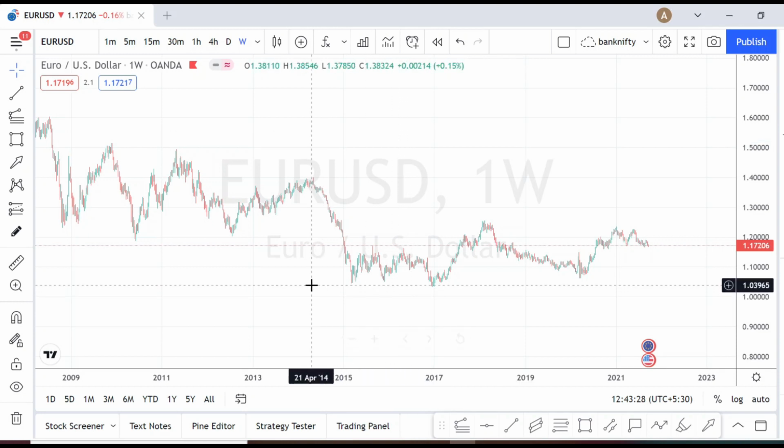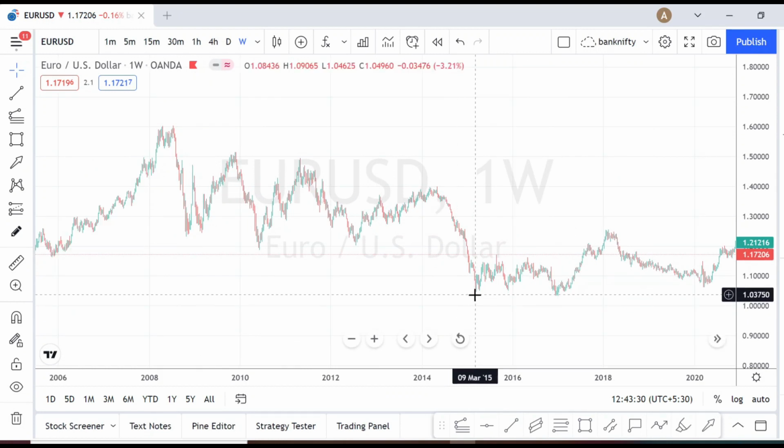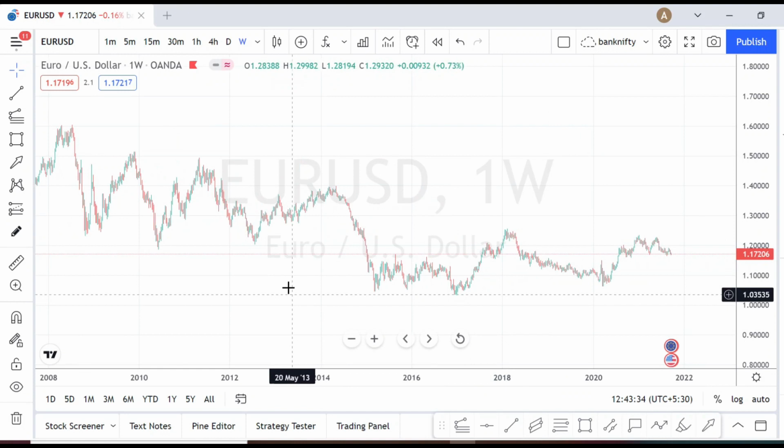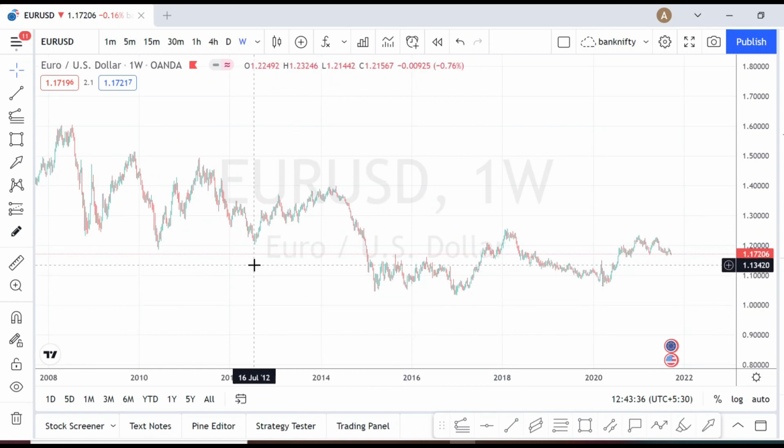This week we're going to be seeing technical analysis for Euro USD. I'm on weekly time frame in Euro USD.